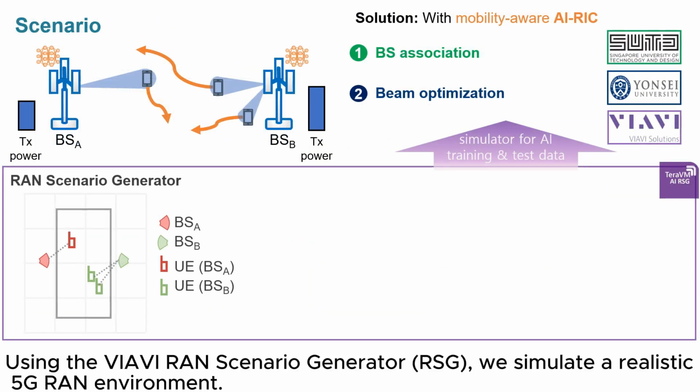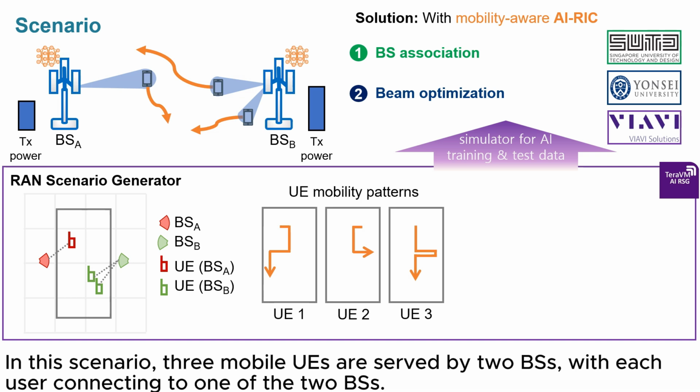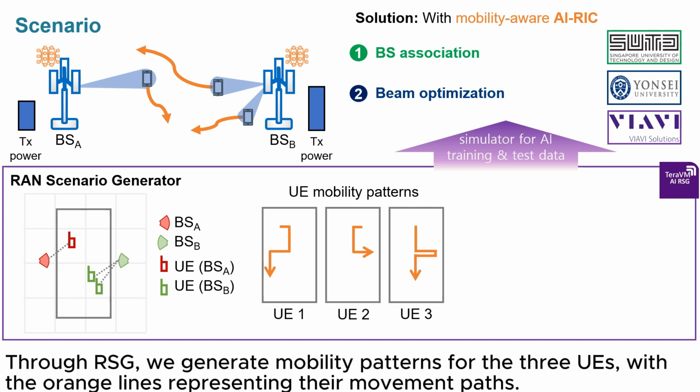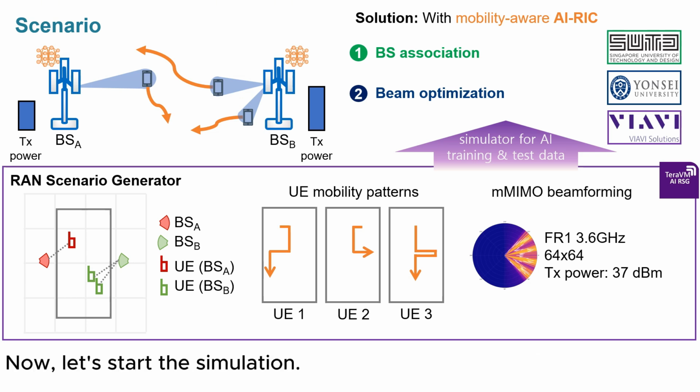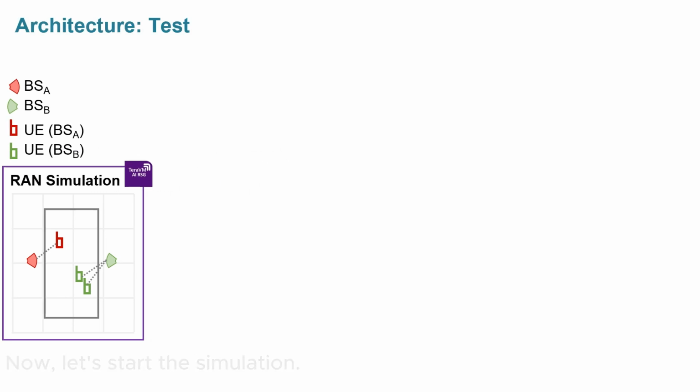Using the Viavi RAN Scenario Generator, RSG, we simulate a realistic 5G RAN environment. In this scenario, 3 mobile UEs are served by 2 base stations, with each user connecting to one of the 2 BSs. Through RSG, we generate mobility patterns for the 3 UEs, with the orange lines representing their movement paths. Each base station employs massive MIMO and operates on the FR1 band. Now, let's start the simulation.